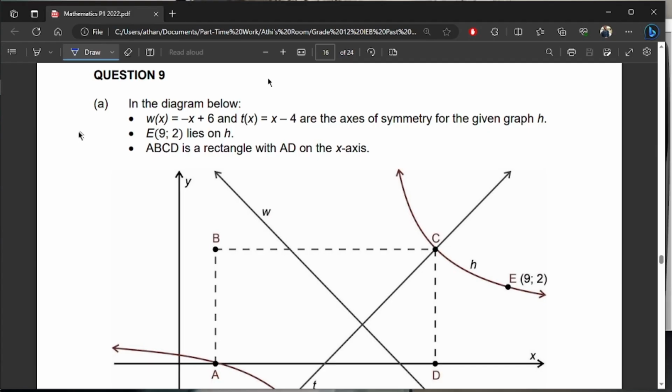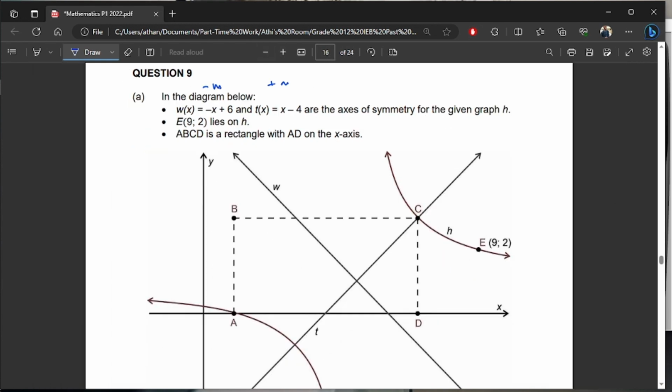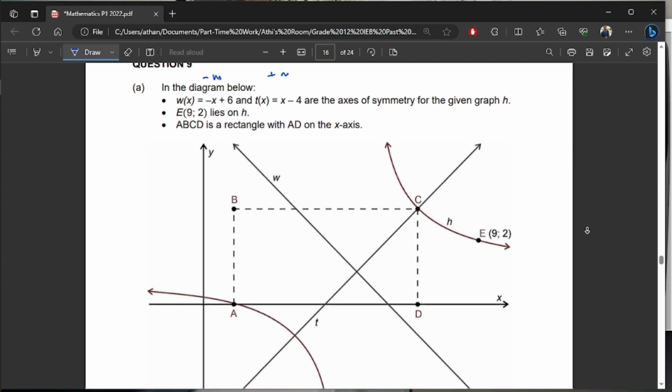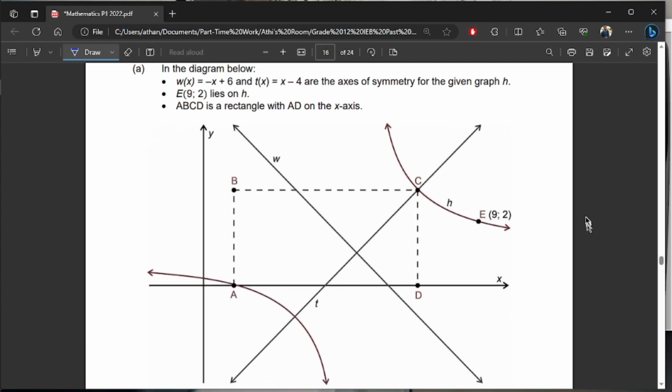So question 9: in the diagram below, we have a function of w and a function of t, both straight lines. The gradient of one is negative, and the gradient of the other is positive. These are axes of symmetry for the given graph, which is h. E lies on h. Let me do this quickly so that we can view the graph as well as read the statement.